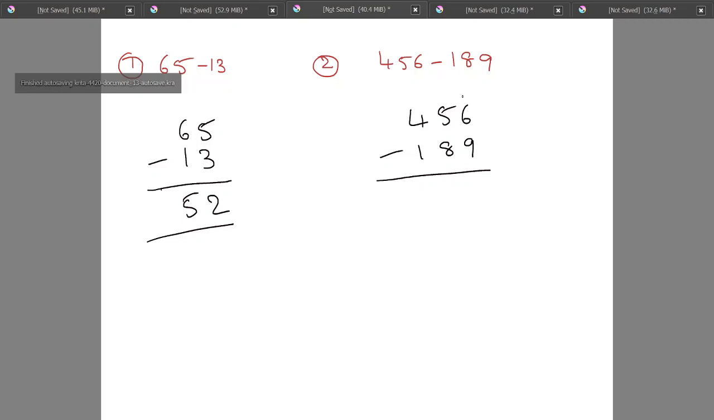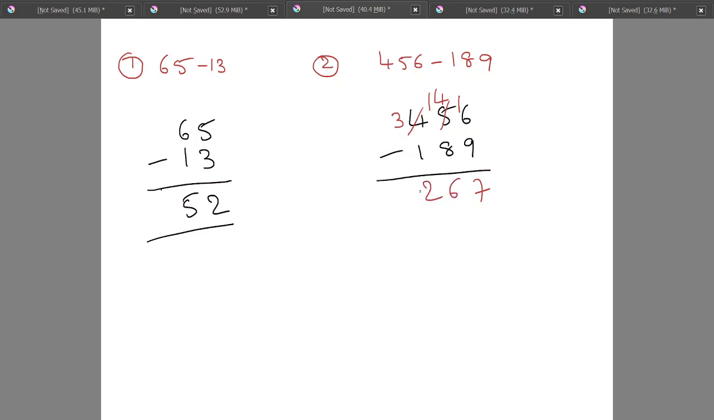So you borrow 1 from 5. So this becomes 16 and this becomes 4. So 16 minus 9 is 7. 4 minus 8. Again, 4 is smaller than 8. So what do you do? You borrow 1 from this 4. So this becomes 14 and this becomes 3. 14 minus 8 is 6. 3 minus 1 is 2.